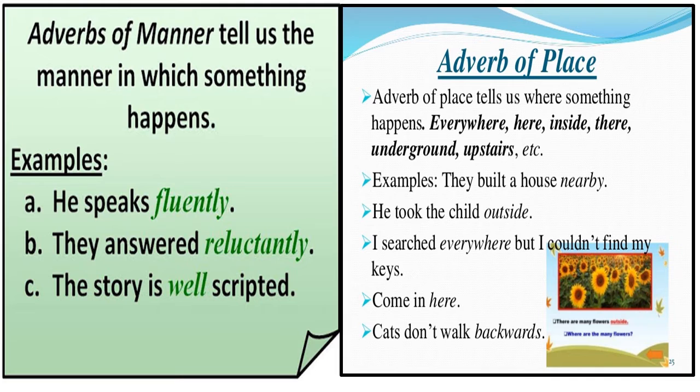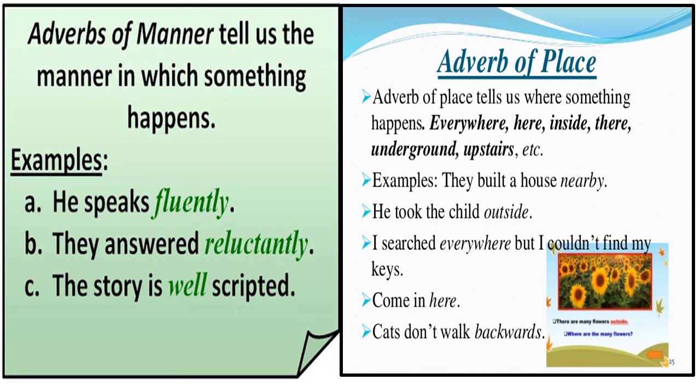Let's look at the second one. Adverb of place. Adverb of place tells us where something happens. For example, words like everywhere, here, inside, there, underground, upstairs, etc. can be used in a sentence. Isn't it very simple, children? All you have to remember when it comes to adverb of place is that it answers the question where the action is performed. Let's look at a few examples.